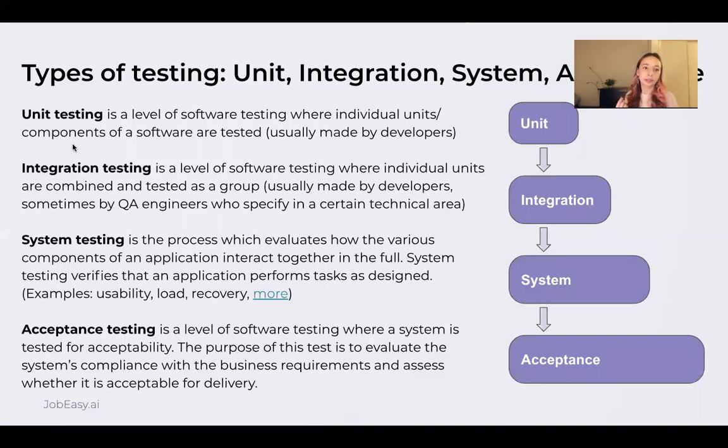So unit testing is a very low-level testing where the individual units are tested. Individual units can be, for example, a function inside the code of your application. Unit testing is done by backend or front-end developers, and it should be done by developers only. It should not be done by QA engineers, automation engineers, and so on.